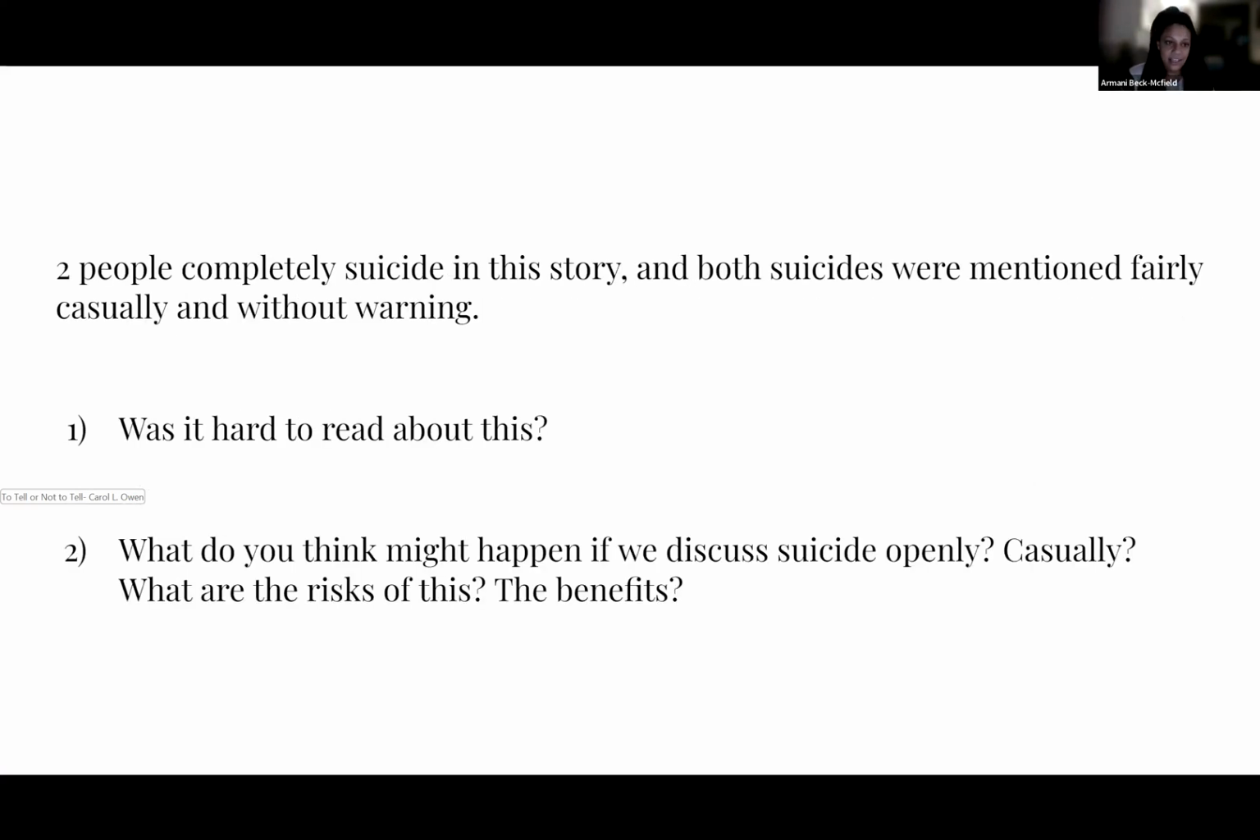Completely opinion-based. 2 people completed suicide in this story. Both of the suicides were mentioned fairly casually and without warning. Was it hard to read about these suicides so casually? And now I want you to think, what do you think would happen if we discussed suicide openly and casually? Do you think it would be a bad thing to be more casual about suicide? Or do you think it could be helpful in some ways?